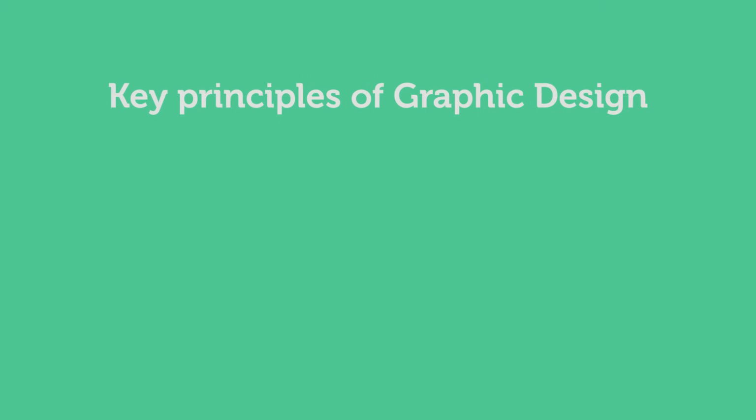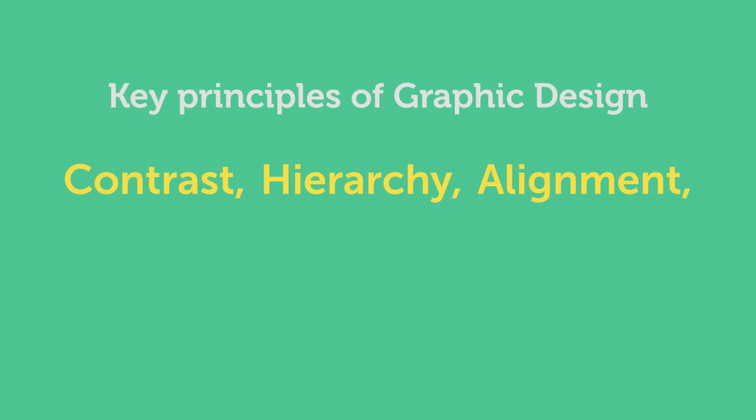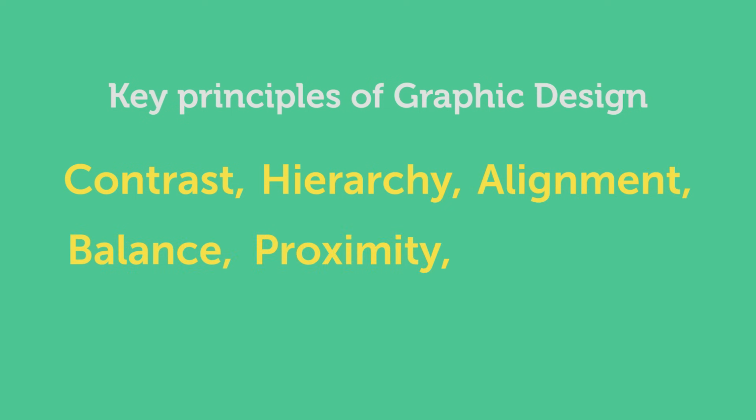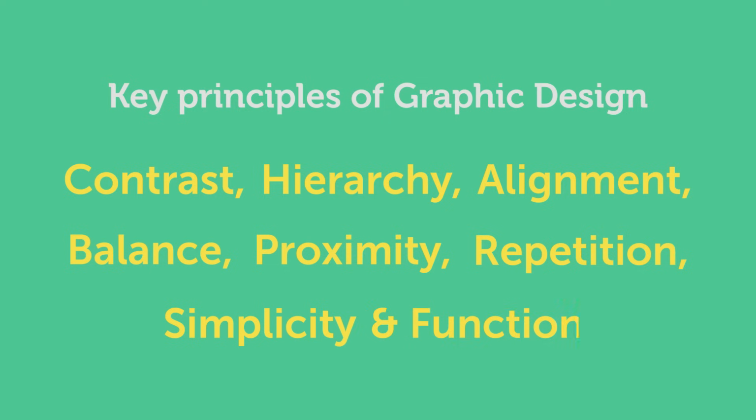Now, graphic design is not simply about making things look good. In graphic design, there are rules that can be considered. These rules are called the principles of design, and these are what typically separate good design from bad design. These principles all have a relationship between each other and appear in every well-designed piece of work you see. A good grasp of design theory will mean there is always substance behind your work. The key principles of design are contrast, hierarchy, alignment, balance, proximity, repetition, simplicity, and function.